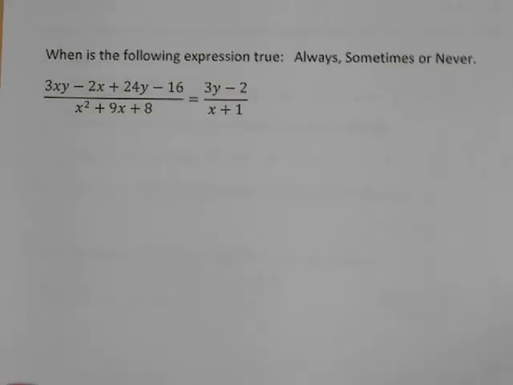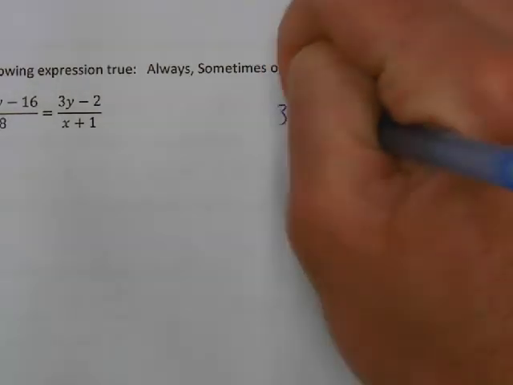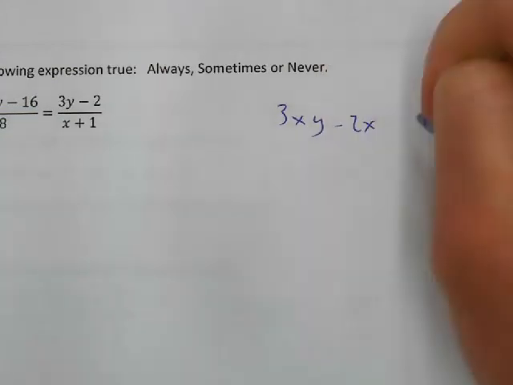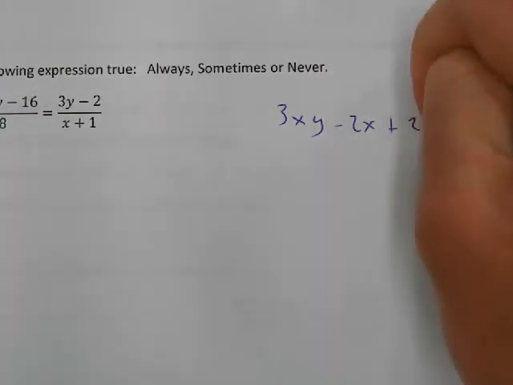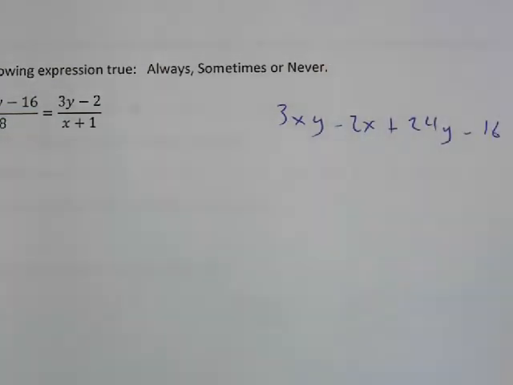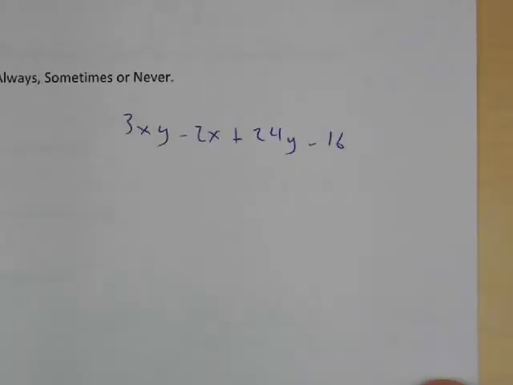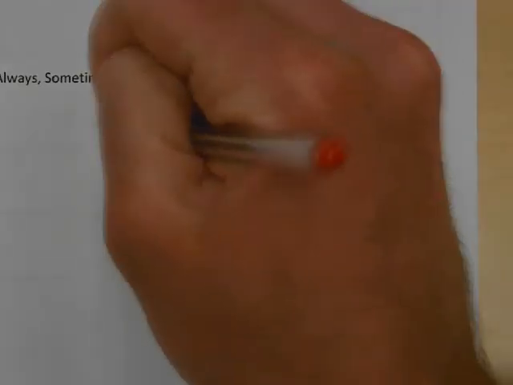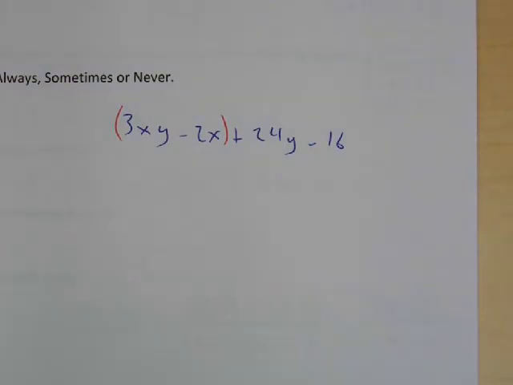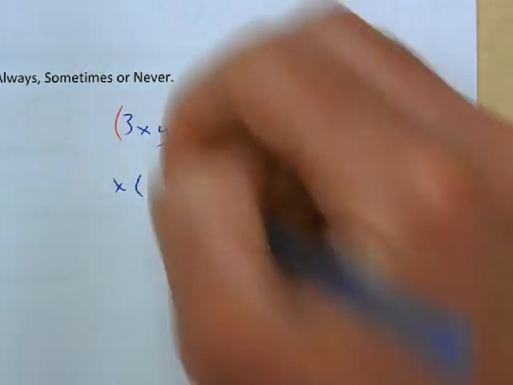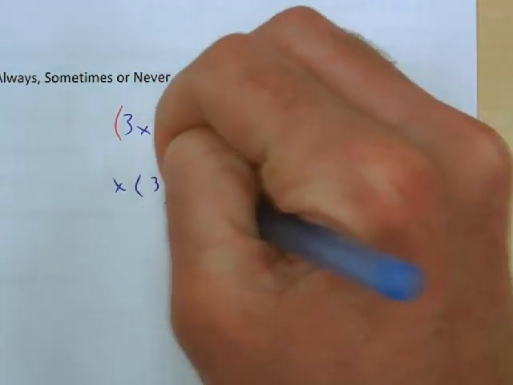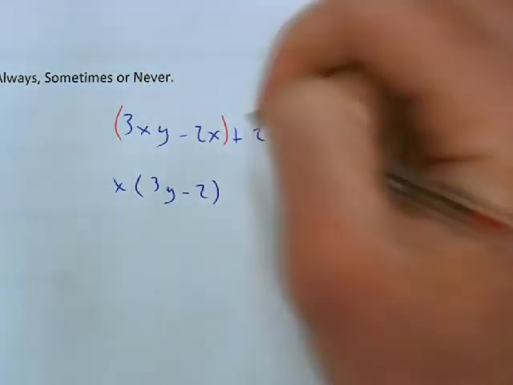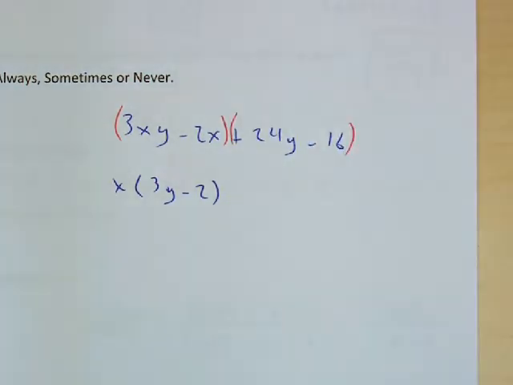We'll do it off to the side so we can show our work. If I want to factor this by grouping, let's rewrite it first: 3xy minus 2x plus 24y minus 16. If we have this 4-term polynomial, we want to group the first 2 terms together and see what they have in common. Just an x, so we can take out an x, and that leaves us with 3y minus 2.